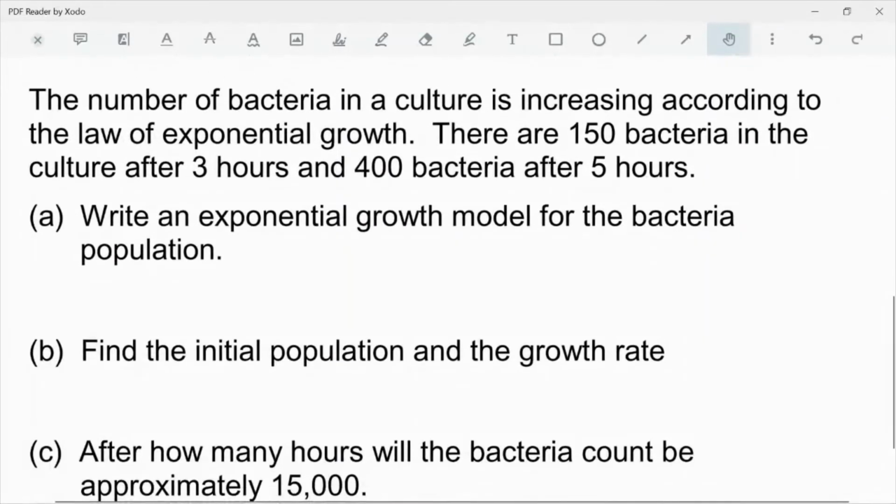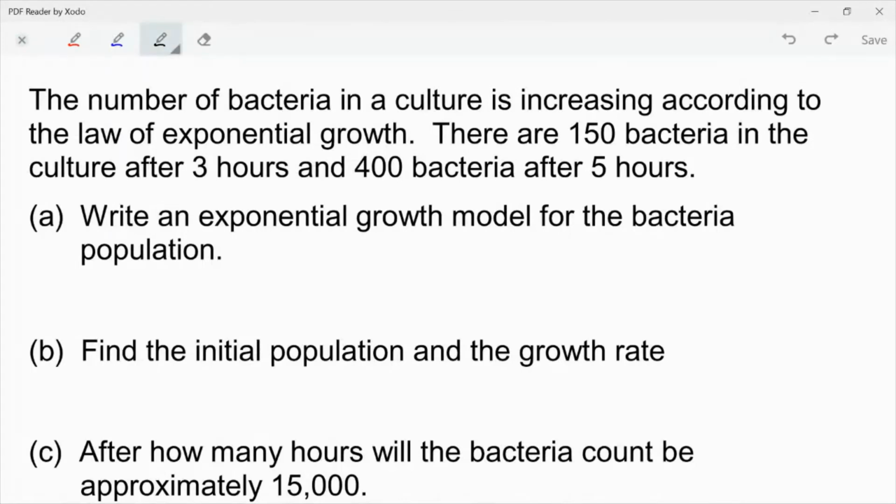Okay, so here we've got a problem that says the number of bacteria in a culture is increasing according to the law of exponential growth. There are 150 bacteria in the culture after 3 hours and 400 bacteria after 5 hours. So it says write an exponential growth model for the bacteria population. Well, I'm using population, but it's still the same general idea. Population would be equal to the initial population times e to the kt power. Okay, so I still have exactly the same as what we had up above.